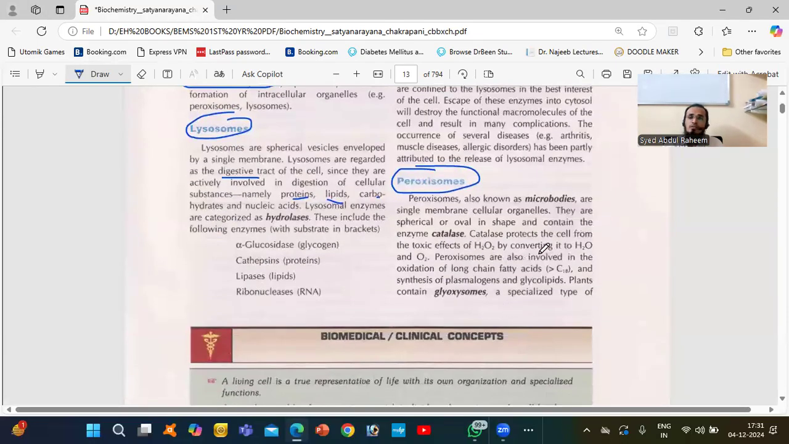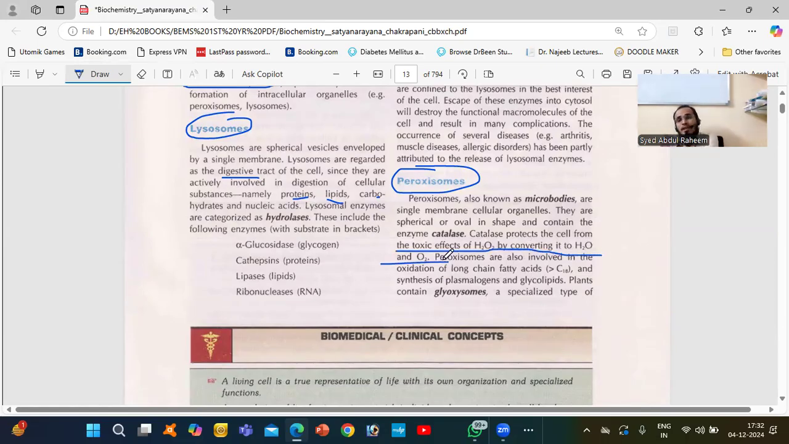Peroxisome is also known as microbodies. They are special oval-shaped and contain the enzyme catalase. Hydrolase is here and catalase is here. Catalase protects the cell from the toxic H2O2 by converting it into H2O and O2.